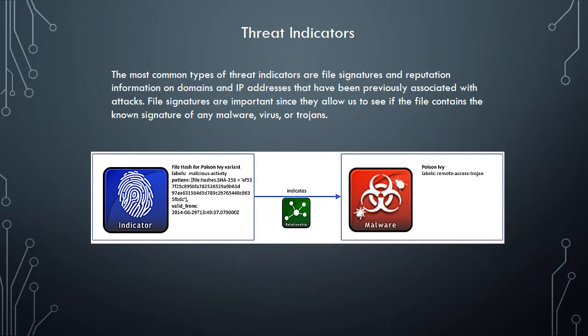The first category of cyber threat intelligence is threat indicators, which is defined as an entity that indicates the possibility of an attack or compromise of some kind. The most common types of threat indicators are file signatures and reputation information on domains and IP addresses that have been previously associated with attacks. File signatures are important since they allow us to see if a file contains a known signature of any malware, virus, or trojans, making proactive measures possible.